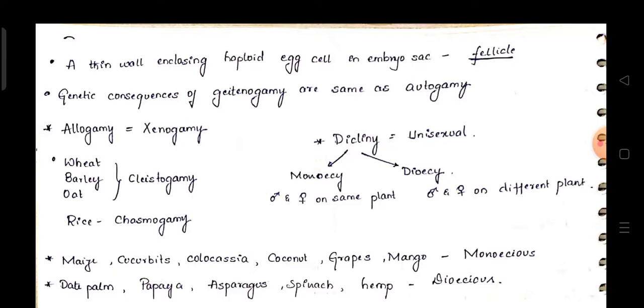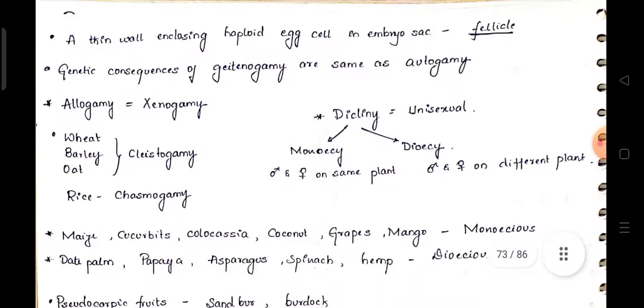Wheat, barley, oat have cleistogamy. Rice has chasmogamy. Dicliny condition is again divided into monoecious and dioecious. In monoecious, male and female are on the same plant, and dioecious on different plants. Dicliny is a unique sexual condition.